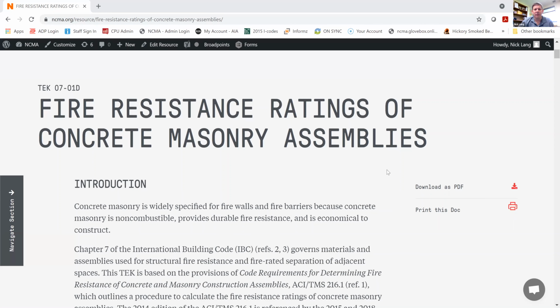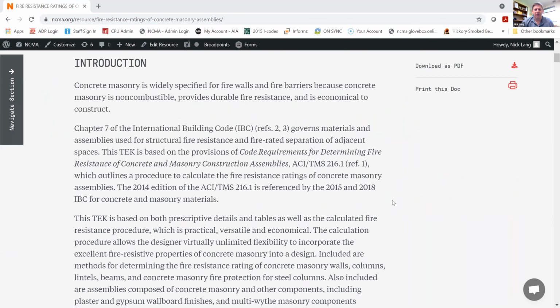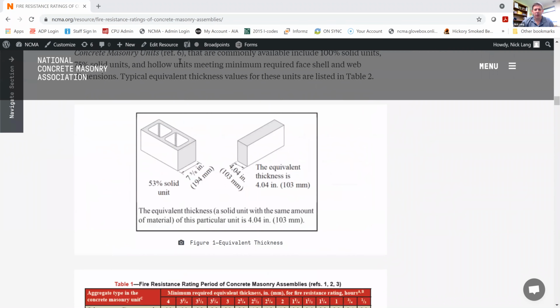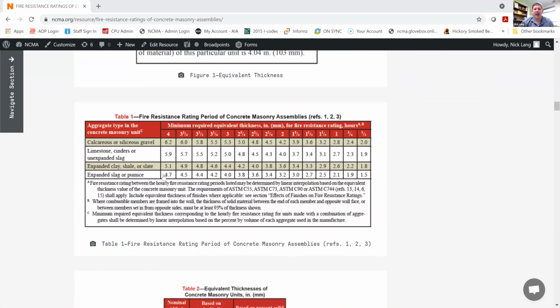Now, a lot of the provisions of that document are summarized in NCMA's Tech Note 7-1D on fire resistance ratings of concrete masonry assemblies. And basically, the fire resistance of our CMU assemblies is based on two things. Number one is the equivalent thickness of the unit. That's kind of detailed in figure number one. It's the amount of material, concrete material rather, that's in the units. And then the type of aggregates that are used.